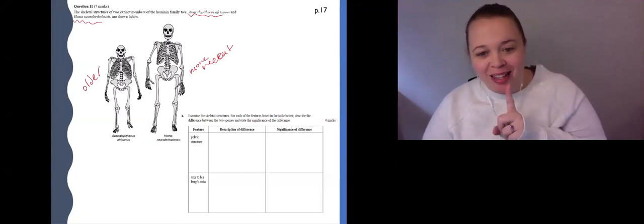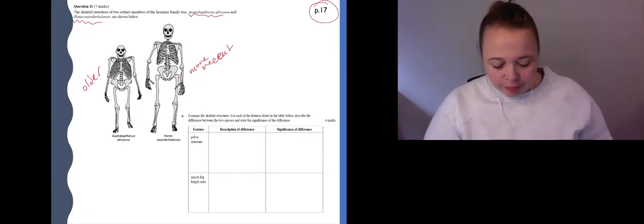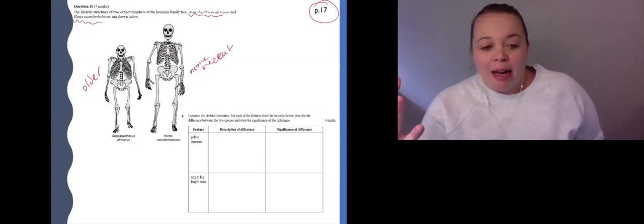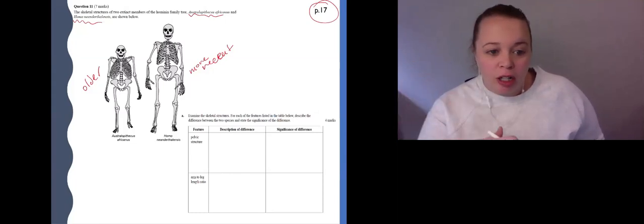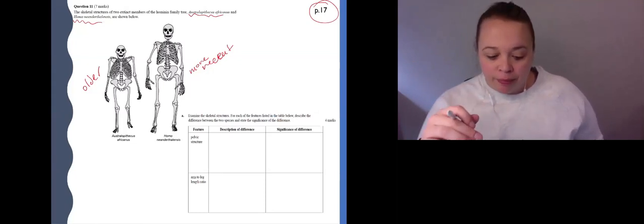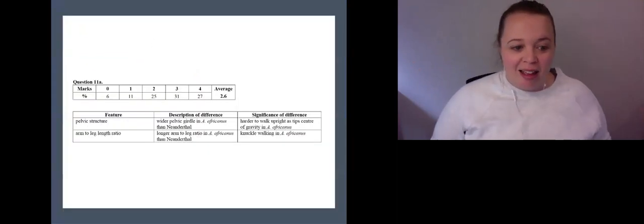Now, I have an issue with their mark scheme, but I want you to give this a go. This is on page 17. So what is the description of the difference and why do we care about it? So what about the pelvic structure is different, and what about the arm to leg ratio is different? All right, so in 3, 2, 1, here we go.